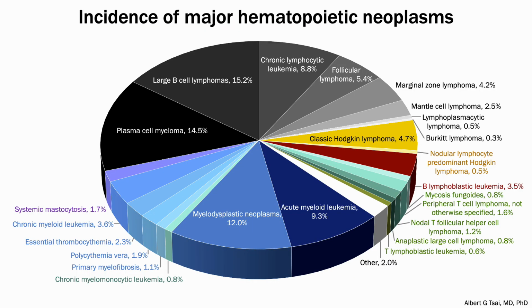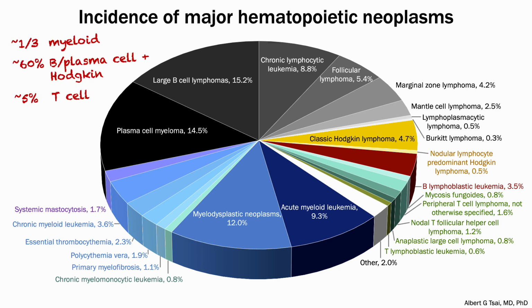If you break down the major hematopoietic neoplasms by incidence in a pie chart, what you see is that about 1/3 are myeloid neoplasms, from here systemic mastocytosis to here AML, and about 60% are B and plasma cell things, from here plasma cell myeloma all the way around to here B lymphoblastic leukemia. And only about 5% are T-cell neoplasms, from here mycosis fungoides around to here T lymphoblastic leukemia.